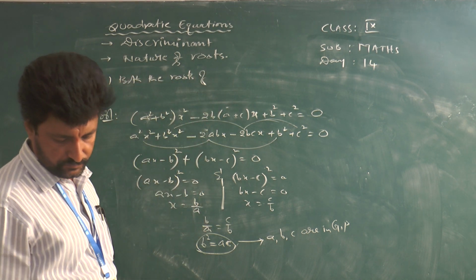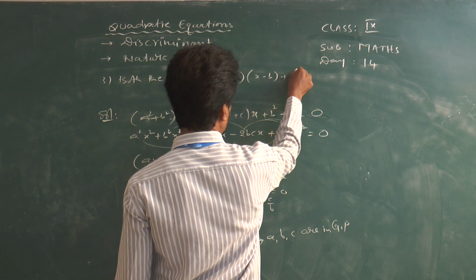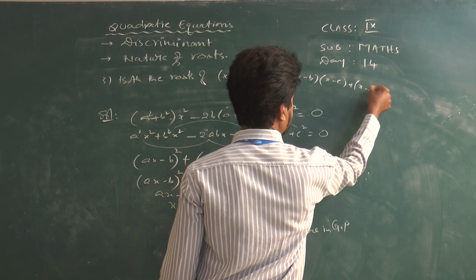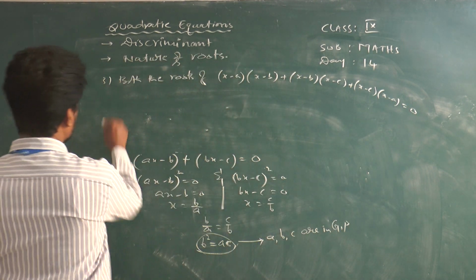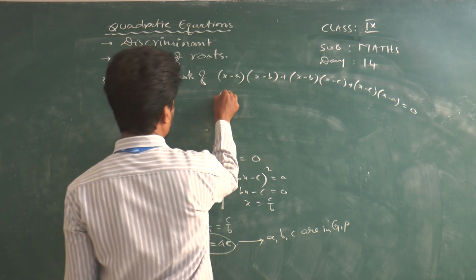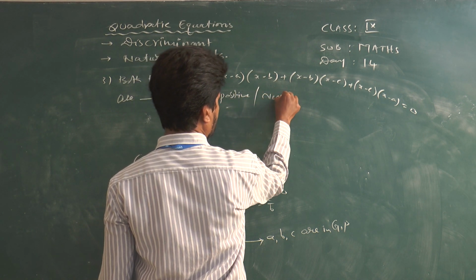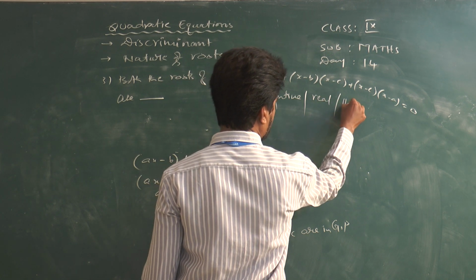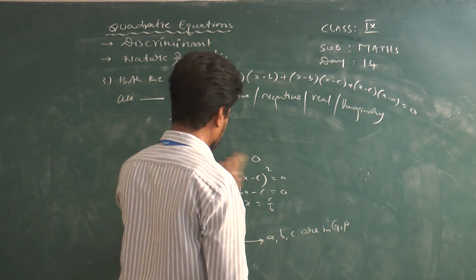Both the roots of (x minus a)(x minus b) plus (x minus b)(x minus c) plus (x minus c)(x minus a) equal to 0 are... Options: Are they positive? Are they negative? Are they real? Are they imaginary? We shall find.